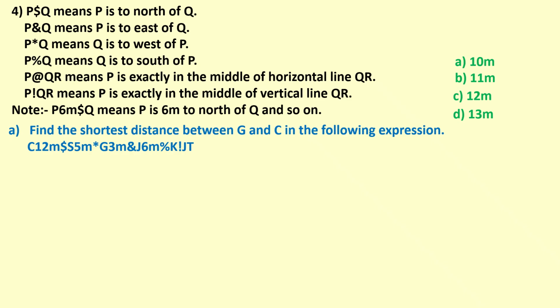Fourth question on your screen. And you have only one question under that, that is, find the shortest distance between G and C in the following expression. The expression is given to you and in the question a note is also given to you. So please solve the question correctly and quickly. Your timer starts now.